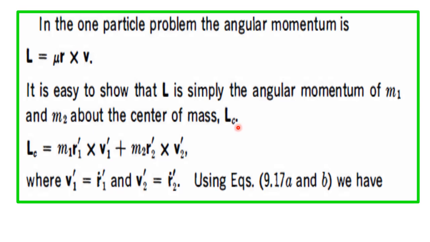Now what is LC? We already know the position vectors of M1 and M2 about the center of mass, R1 dash and R2 dash. The velocities of the particles with respect to the center of mass are V1 dash and V2 dash. So LC is M1 R1 dash cross V1 dash plus M2 R2 dash cross V2 dash. Right.